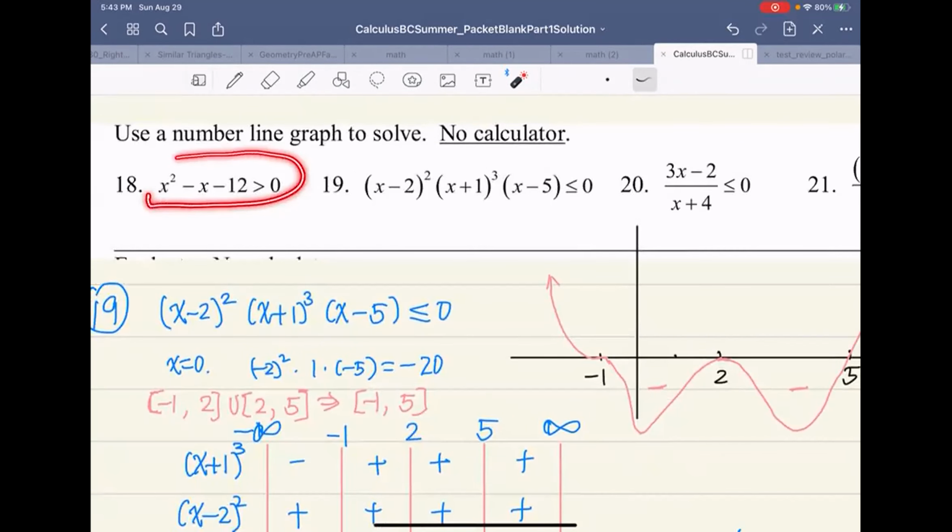If I ask you to solve this inequality, what's the way you solve this one? What you would do is factor it, and then put those individual factors in the equation. So x squared minus x minus 12 factors to x plus 3 and x minus 4. And then you would put that greater than or equal to 0.